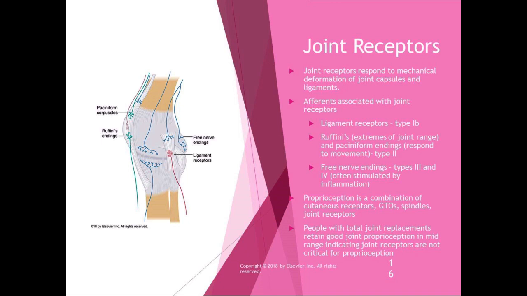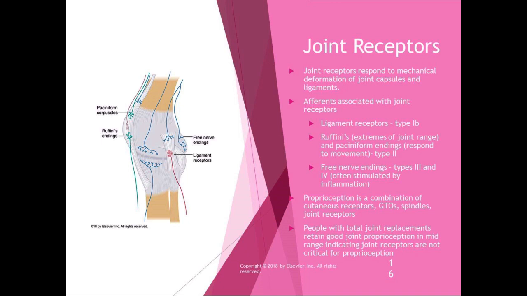But the afferents that are associated with joint receptors are ligament receptors, which are the type 1B, Ruffini endings, they detect stretch. So they detect extremes of joint ranges. So extreme knee flexion or knee extension, we're stretching those Ruffini endings, and they are giving us information about our joint position. Free nerve endings, which are type 2s and 3s, are often stimulated by inflammation. So joint receptors being stimulated by inflammation, that is largely the source of pain with arthritis.